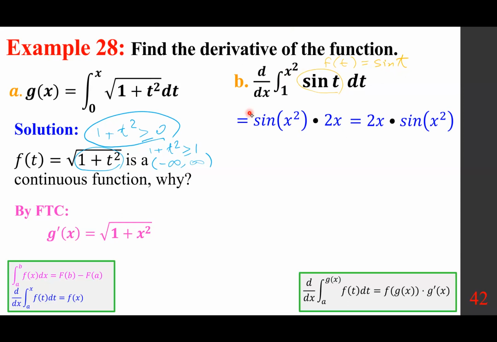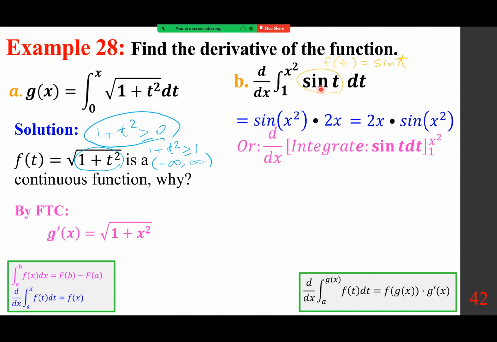Let's do it differently. Let's say we are going to integrate this. As you know, the integral of sine is negative cosine. We're going to evaluate it from 1 to x squared. So never mind the d dx yet. We're going to integrate this and then differentiate that. So d dx of minus cosine t from 1 to x squared. So I'm interested in finishing this and then taking the derivative.